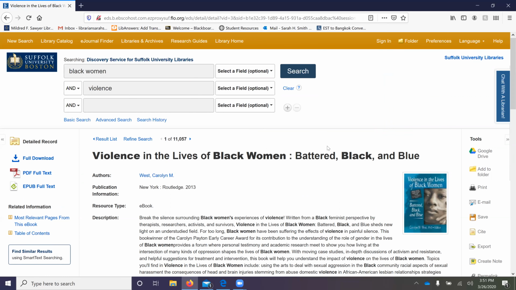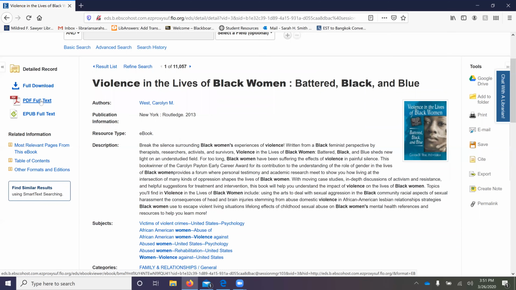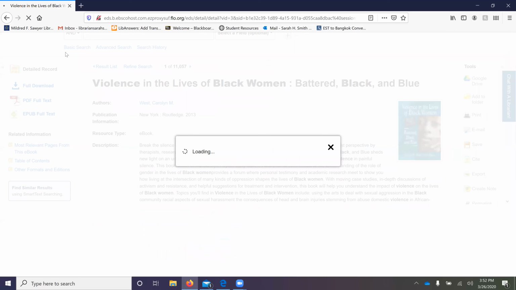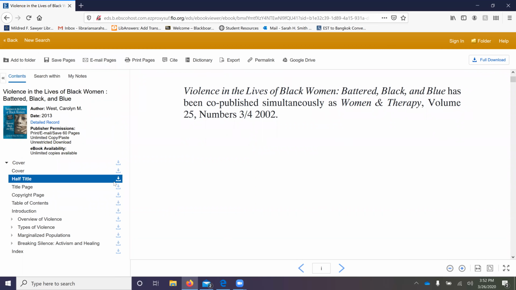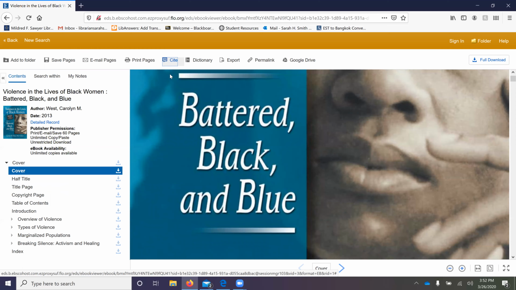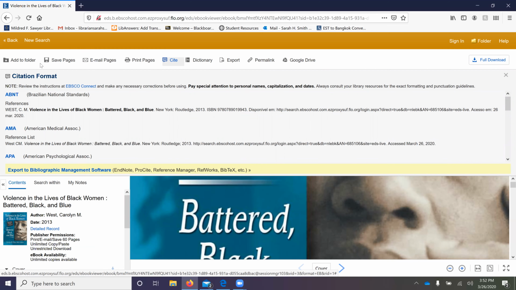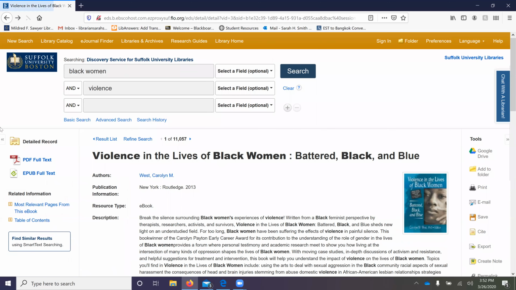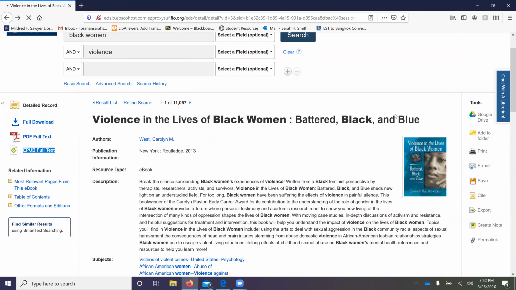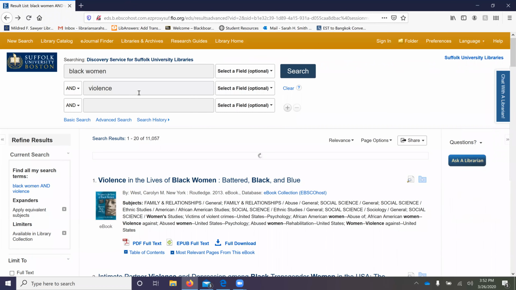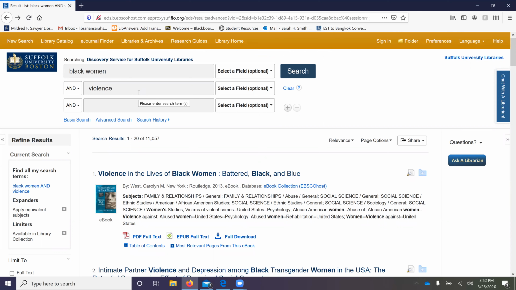If we click on the record, you can see you can get it through PDF full text, which will allow you to read the book online as a PDF. You can also download chapters of the book by clicking the download buttons. You can cite the book, email pages to yourself, save certain pages, all on the same page. If we go back to the record, you can also get the book as an EPUB to read on your Kindle or other e-reader. Those are ebooks. Since the physical library is closed, if you are going to use book sources, your best bet is to use an ebook. So keep that in mind.